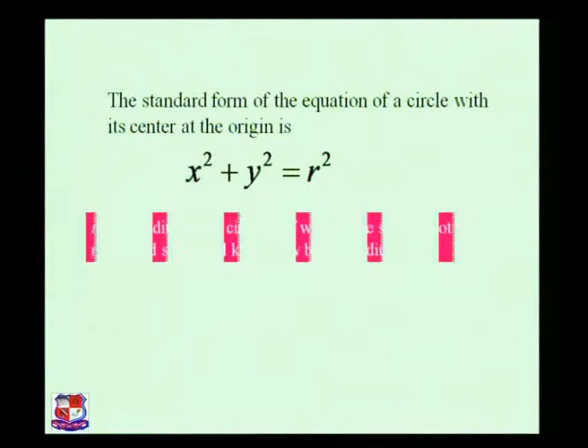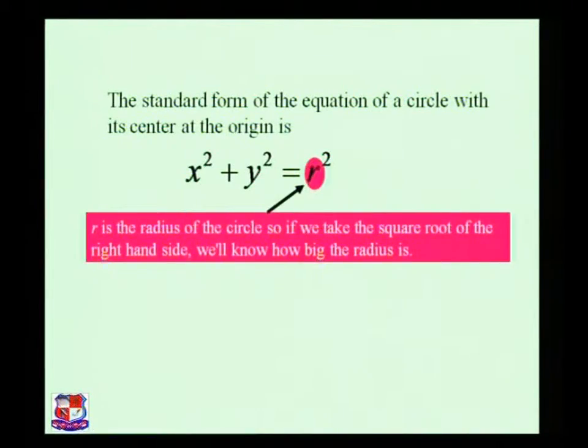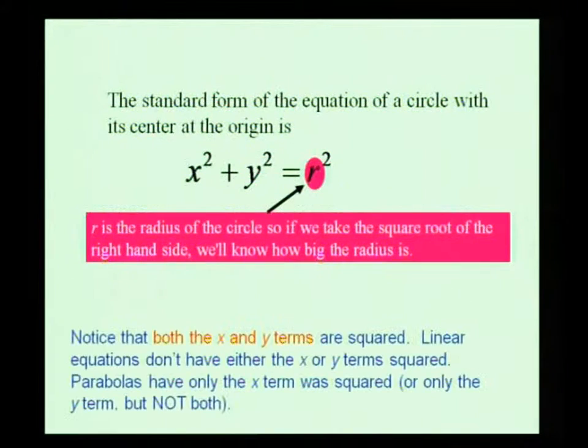Now if we look here, r is the radius of the circle. So if we take the square root of the right hand side, we will know how big the radius is. Okay, so we can find the radius of the given circle directly from the equation, if the equation is given in this form, x square plus y square is equal to r square. So this is the equation of the standard circle.